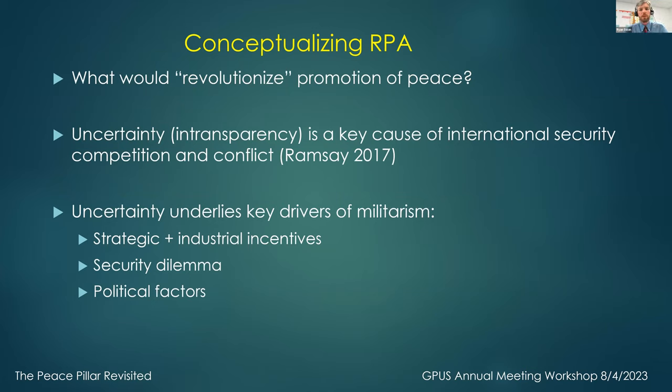So, conceptualizing an RPA. To revolutionize peace affairs, we have to think about what revolutionizing peace affairs would actually mean. So how do we decide this? Well, I'm working on a paper project that's attempting to isolate what is really impeding present arms control and inhibiting the promotion of peace today. And an important common denominator, if you look at these various inhibitors, is uncertainty. There's a large academic literature that has linked uncertainty to military competition and indeed conflict.